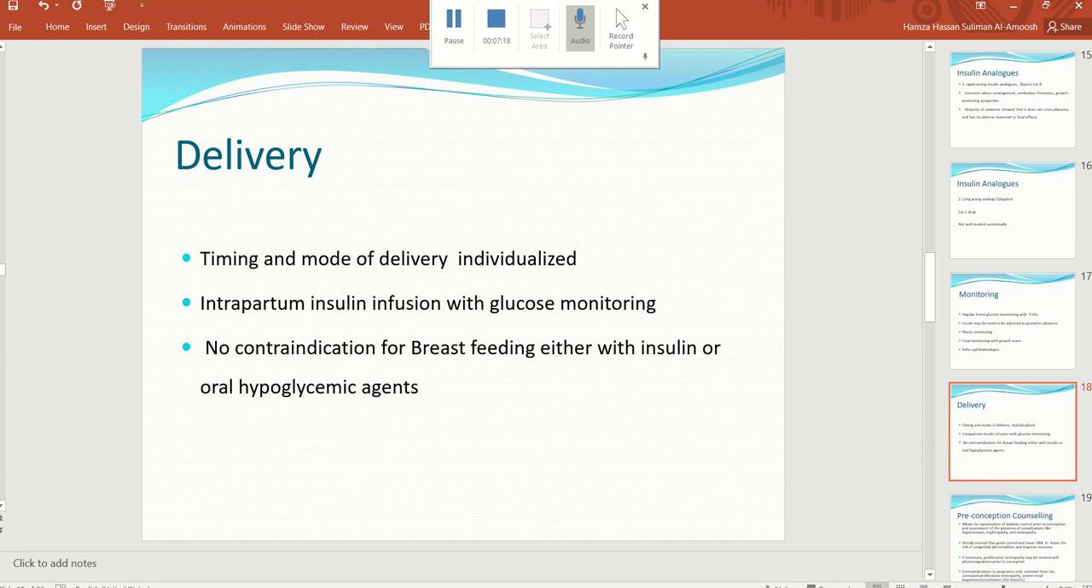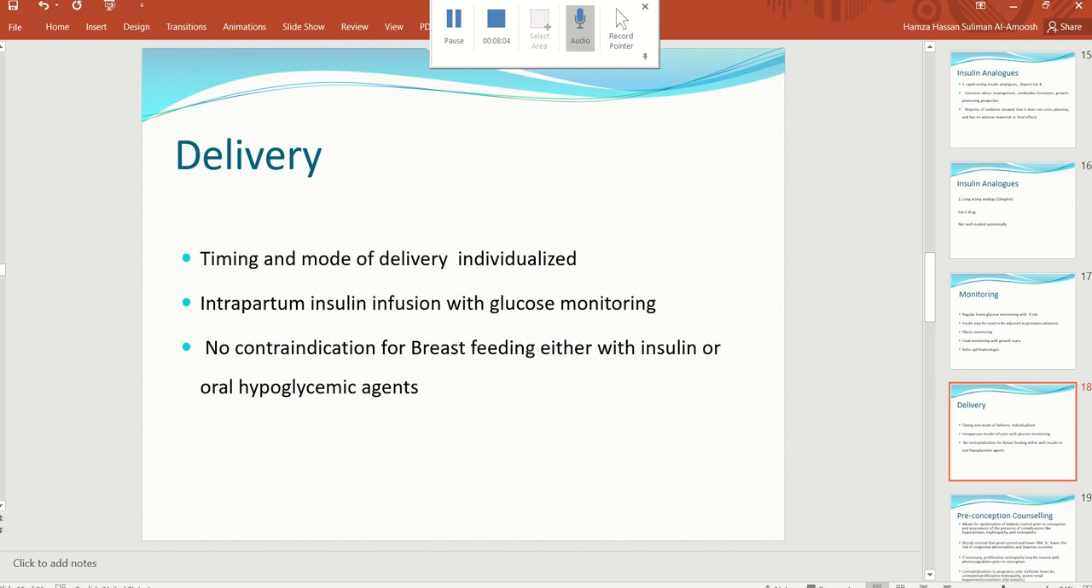Delivery: we should individualize the delivery, but we should time it and plan it before. If everything is normal without any complication, we induce delivery at term. When the patient comes to the hospital, we start what we call a sliding scale, which means she stops any doses of insulin in the morning. We check the fasting blood sugar and we check blood sugar every hour. And according to the result, we give insulin. So we have the glucose controlled all through labor.